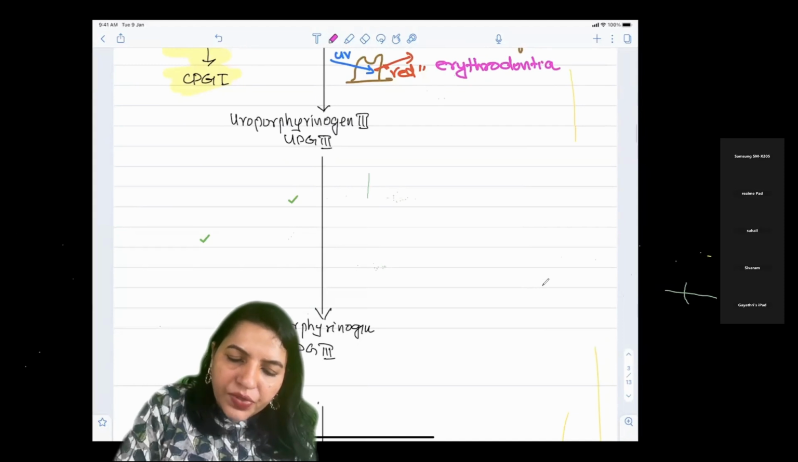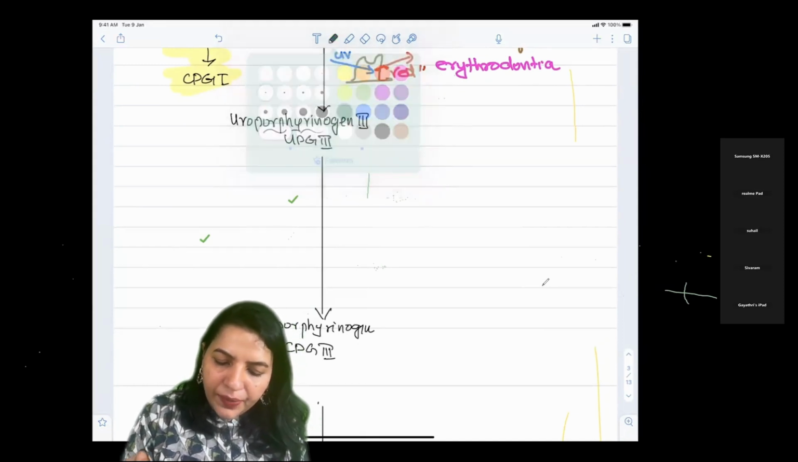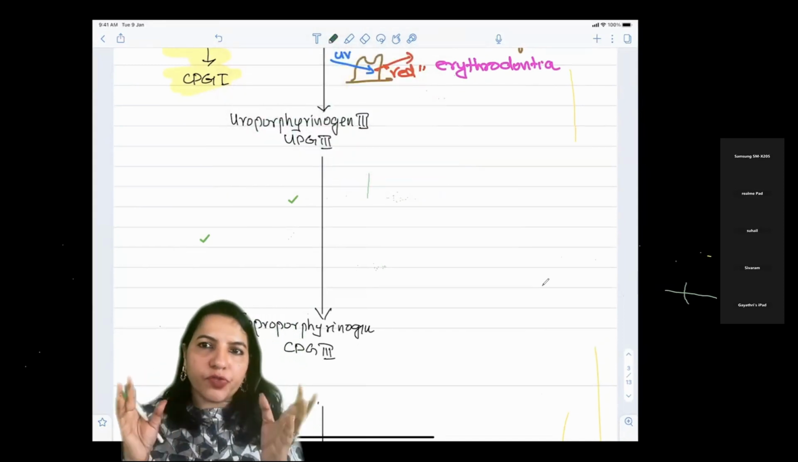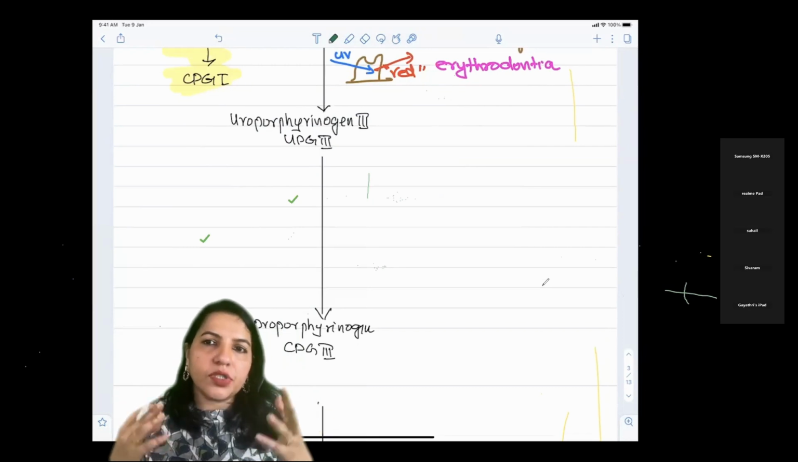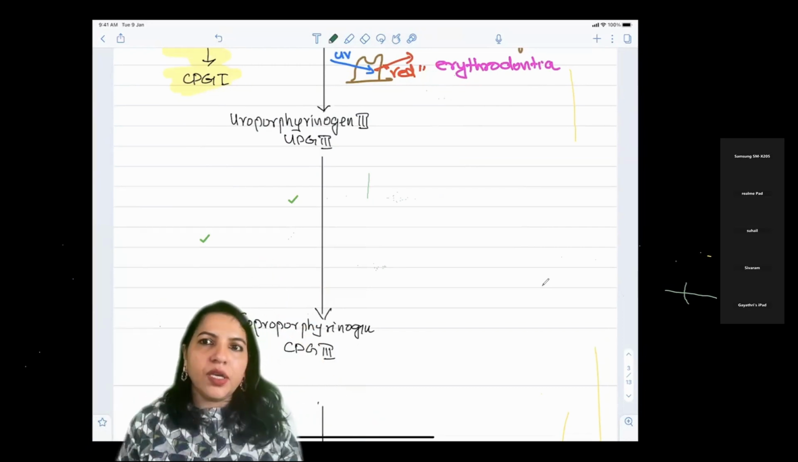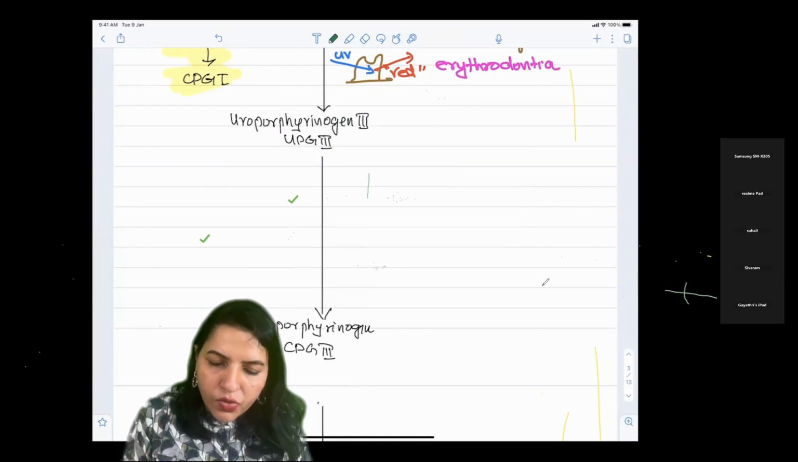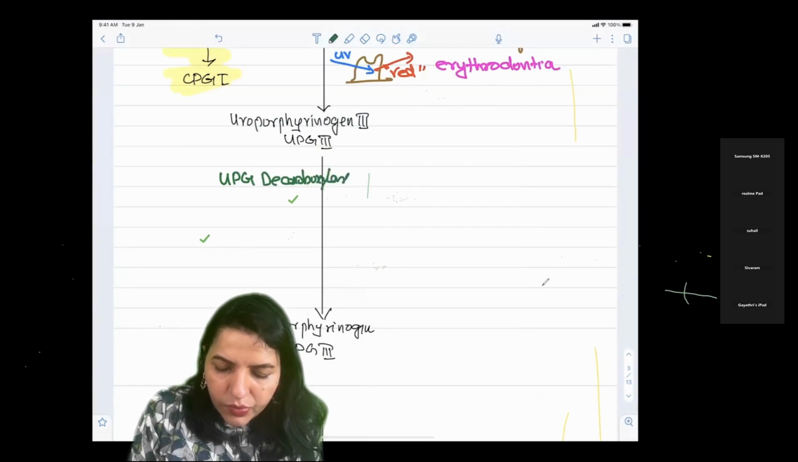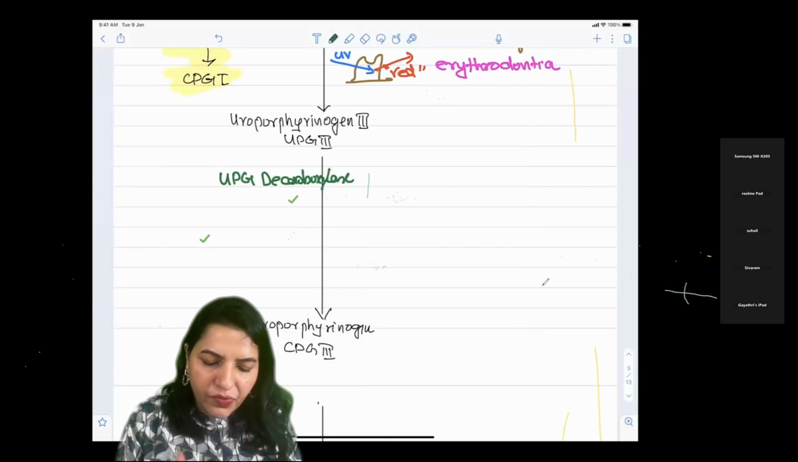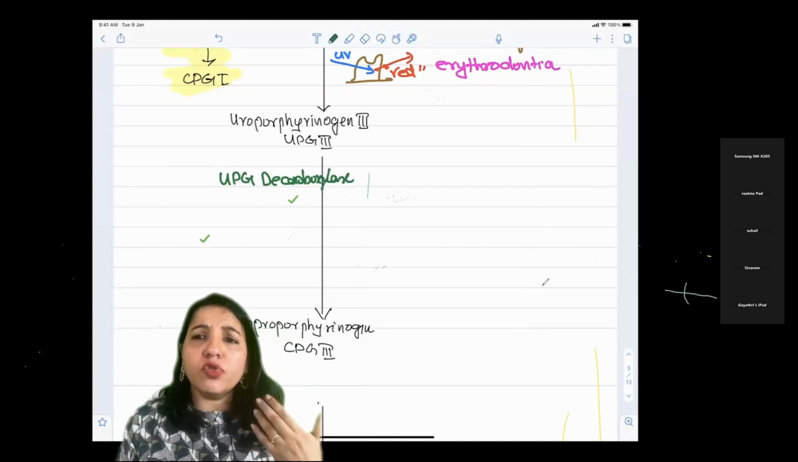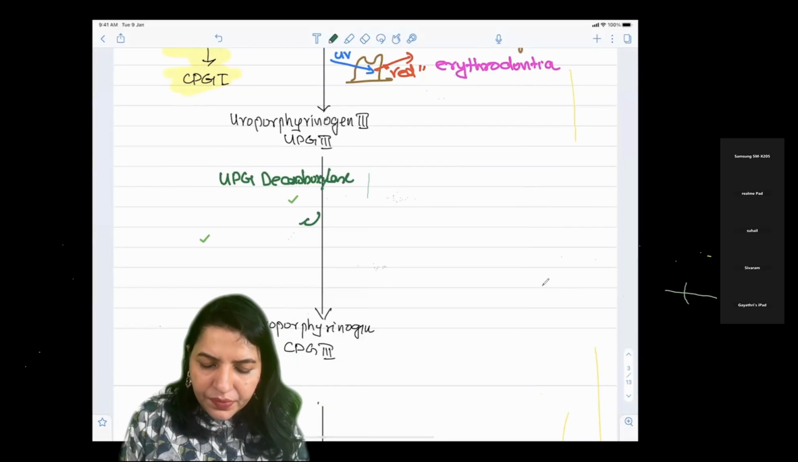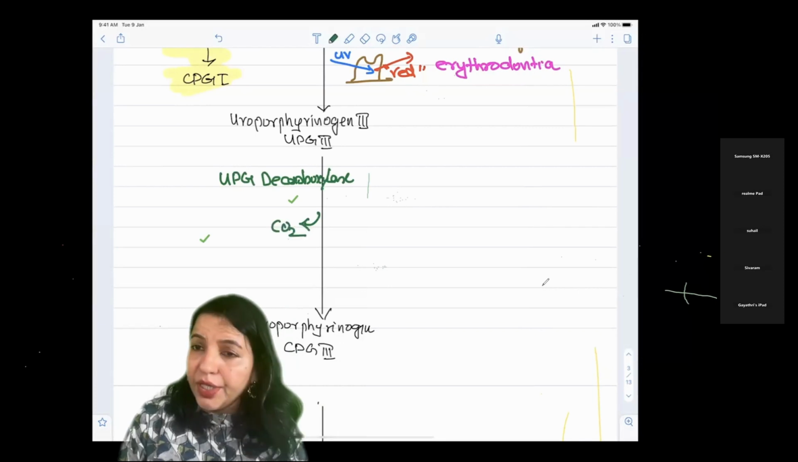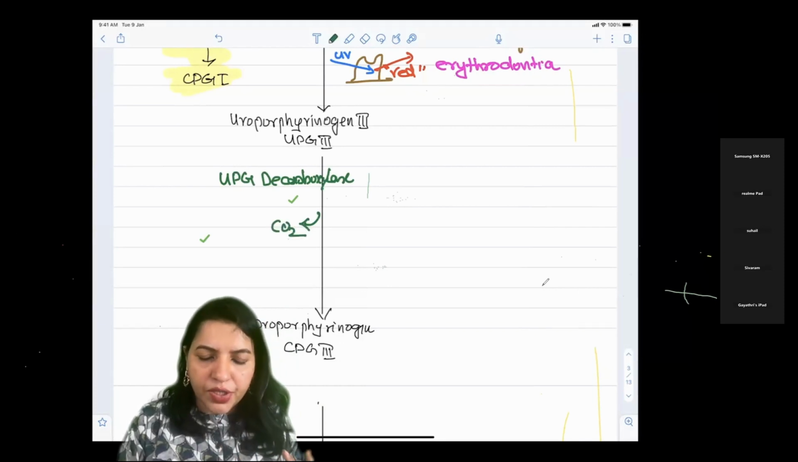Okay. Now we are coming to another disorder, where we have this uroporphyrinogen being synthesized, which is converted to coproporphyrinogen by an enzyme, UPG decarboxylase. The name of this enzyme is the most difficult thing to learn. So this is UPG decarboxylase. During this step, 1 carbon dioxide is removed. That much detail you need not learn.